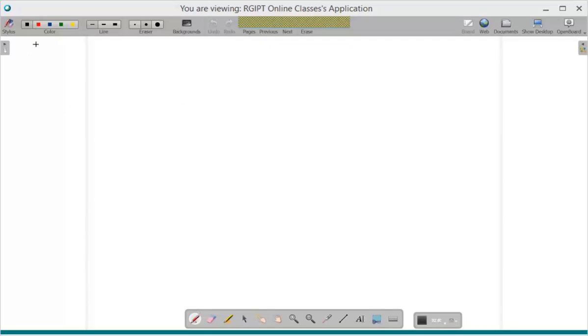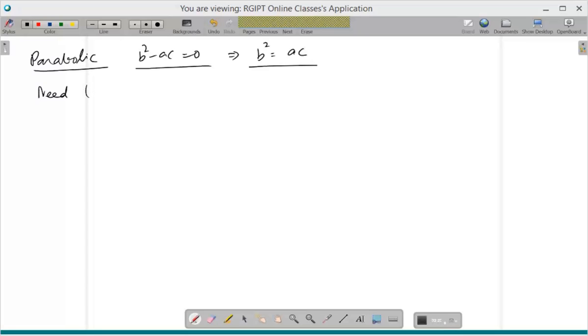So now the parabolic case is when you have b square minus ac equal to 0. So in this case, that would mean that b square equal to ac. That has to be satisfied. So we need zeta and eta such that these functions b of zeta eta.